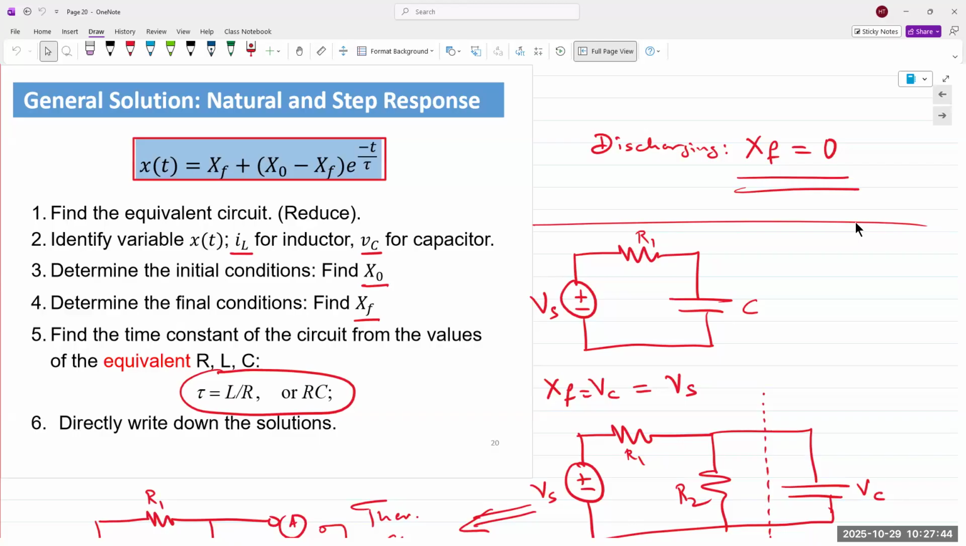So this one equation describes the natural and the step response, meaning the charging as well as the discharging for both capacitors and inductors. So let's take a pause. You look at the equation, and then I'll answer questions, and I'll just explain what this equation means.